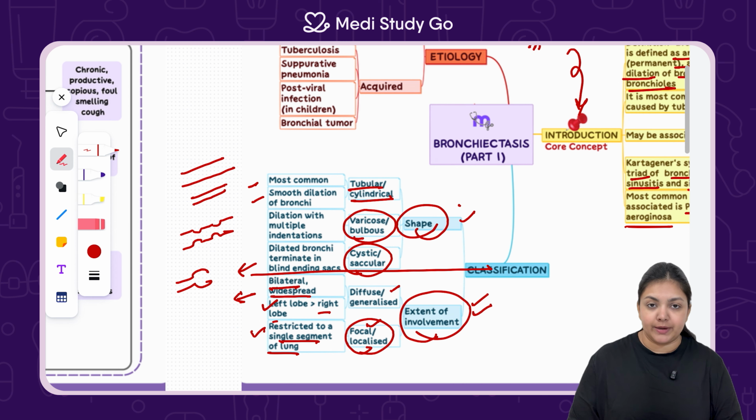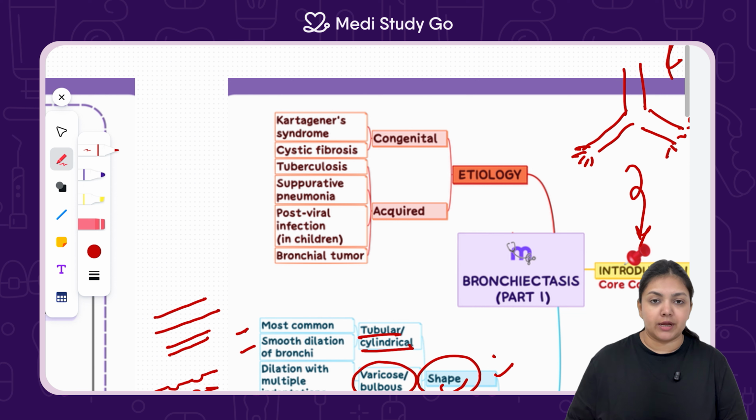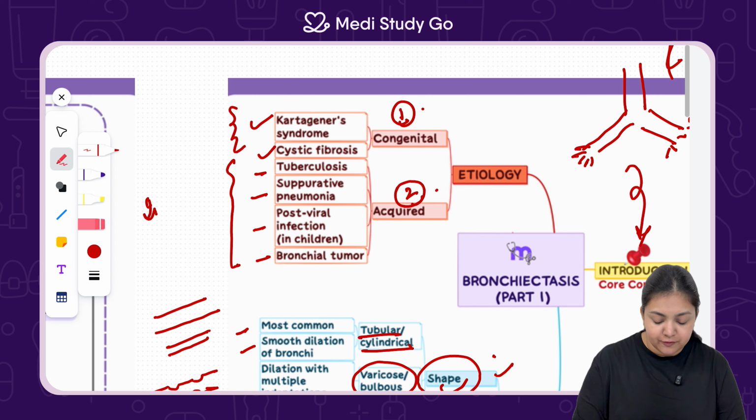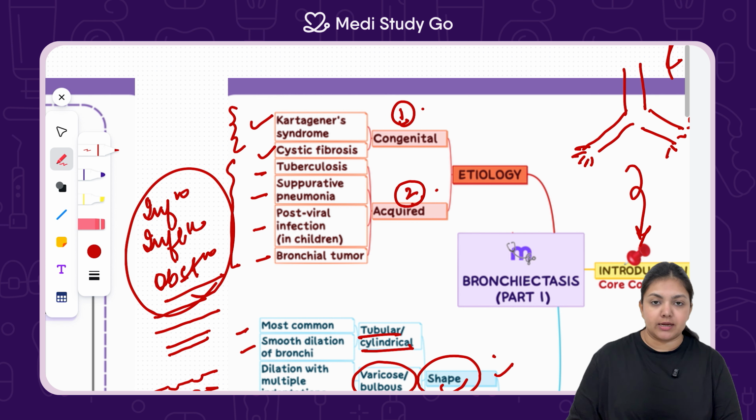Next, coming on to the causes of bronchiectasis. What is the etiology and the etiologic agents involved? First and foremost is congenital, second is acquired. Congenital causes, as we studied, can be Kartagener syndrome and cystic fibrosis, wherein the structure of the cilia or the mucus is getting disturbed. Secondly, there is acquired, which can be tuberculosis, suppurative pneumonia, post-viral infection, and bronchial tumor. All these lead to some sort of infection, inflammation, or obstruction of the respiratory tract, which leads to bronchiectasis.